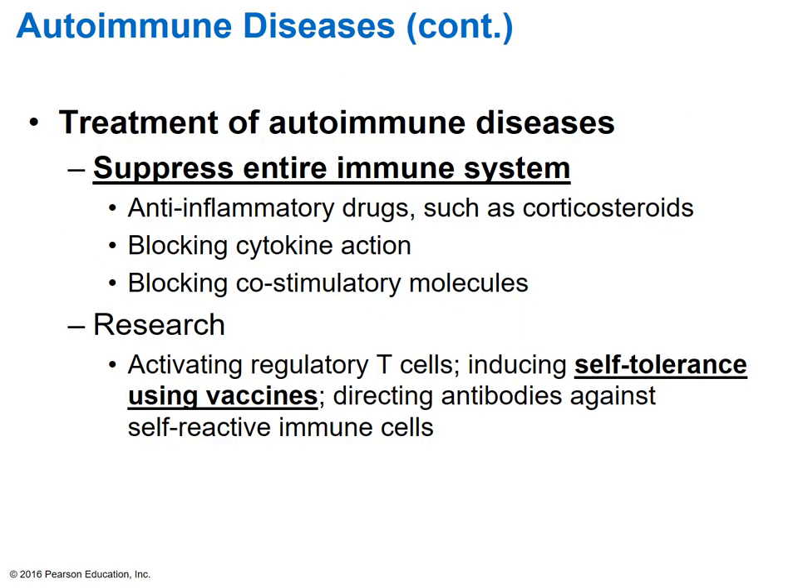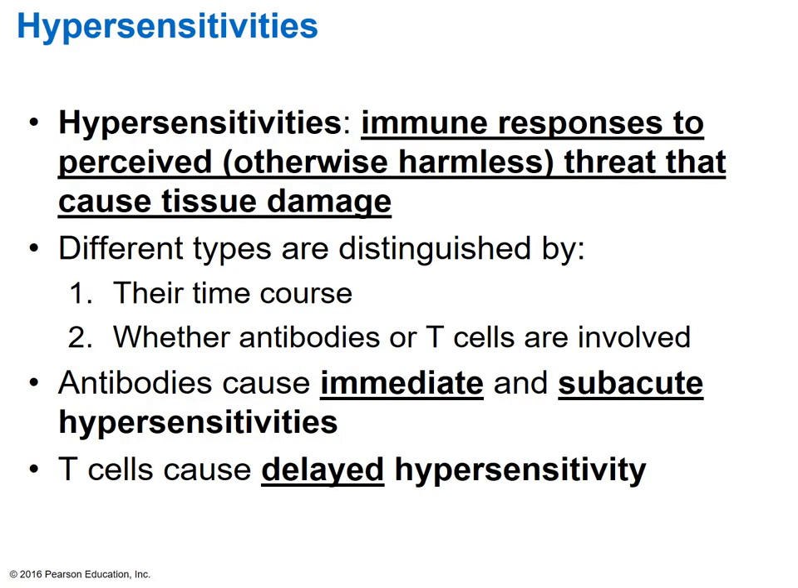What is the treatment of autoimmune diseases? You can give anti-inflammatory drugs that start to suppress the entire immune system. There is research ongoing trying to see if there's some way of activating the regulatory T cells, but this is an area of ongoing research. Nothing's confirmed yet.